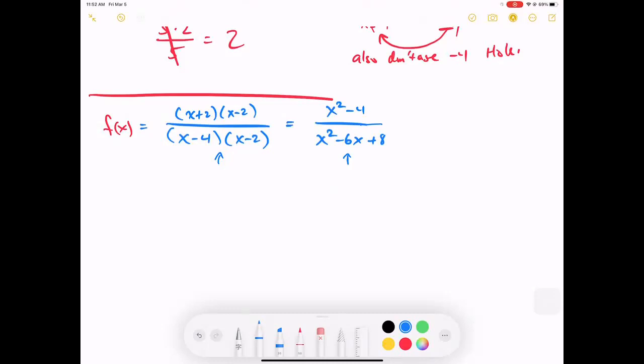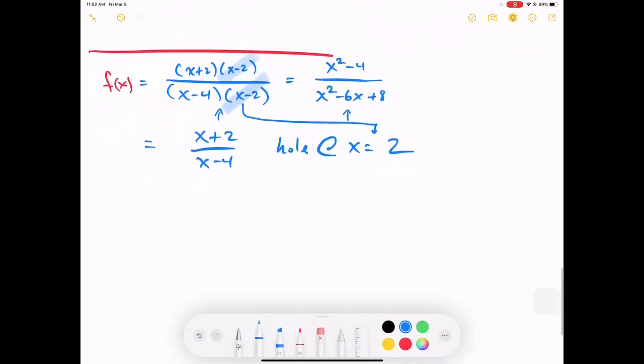On my left side, let's go take a look. Does anything divide out? The x plus 2 and x plus 2, right? So this graph can be graphed instead as x plus 2 over x minus 4 with a hole at x equals 2. Right? Because if I plug in 2, that's our hole.